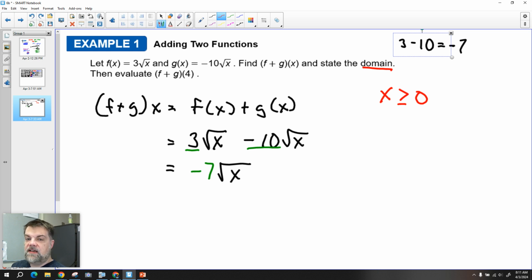So think on a number line. Right here at 0, okay? Think on a number line. Well, where are the negative numbers? Over here to the left. But can I have any value over here to the right, including 0? Yeah. Everything shaded in red is not negative. So our domain is any value greater than or equal to 0. That's the domain.